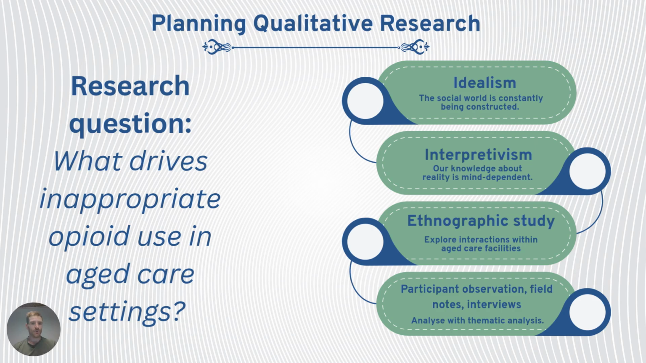But if we were to take a more idealist ontology or perspective, we might believe that the drivers of opioid use are dictated by the individuals within the aged care system and their own understandings and interpretations of the world. We then might take an epistemological stance of interpretivism, wherein the knowledge that we create about the world is mind-dependent and it varies between individuals. And that fits in with our broader ontological stance that the world is constructed and constantly being constructed by the individuals.